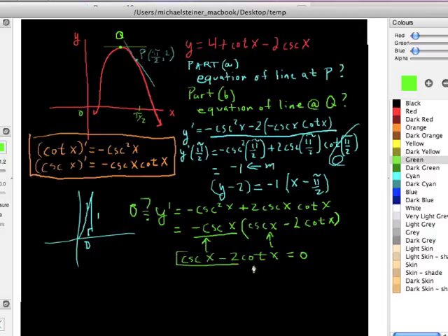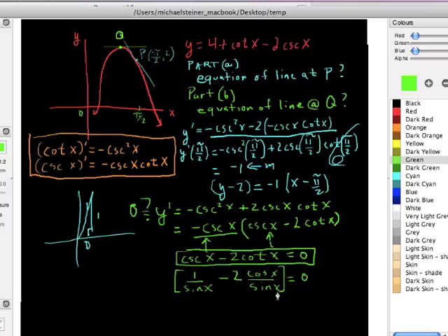So we're really looking for when this is equal to 0. Cosecant of x is 1 over sine of x minus 2, and cotangent is cosine of x over sine of x. When is that equal to 0? Oh, here we go. Sine of x is never going to be 0. And so let's just see what happens when we multiply both sides here by sine of x.